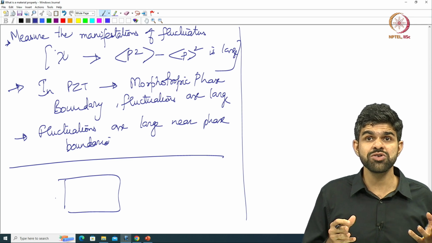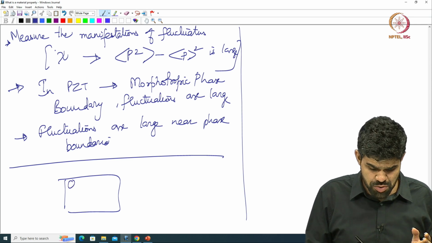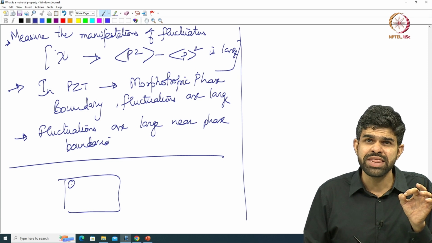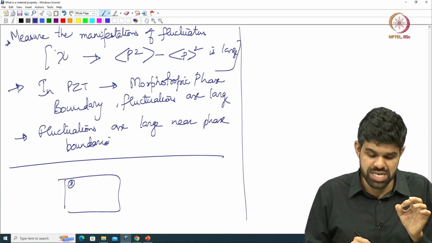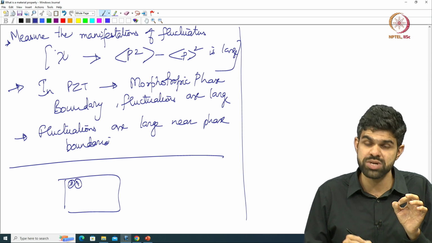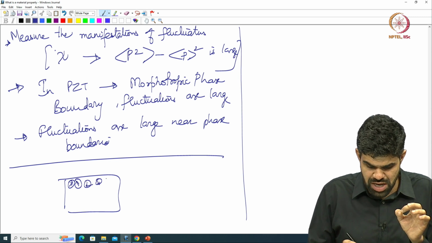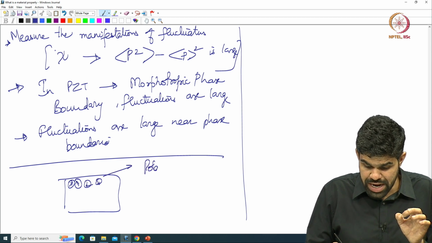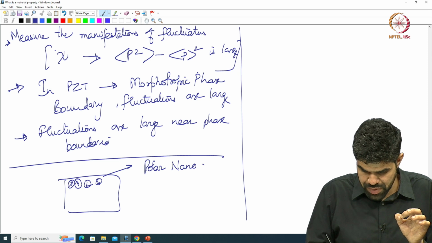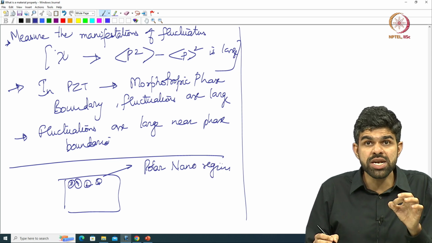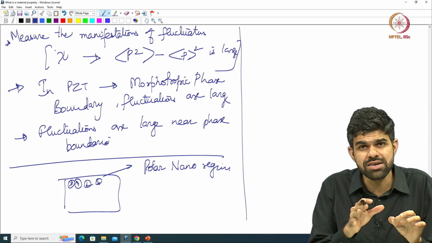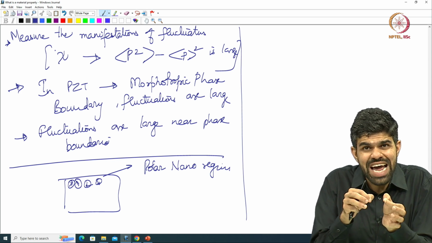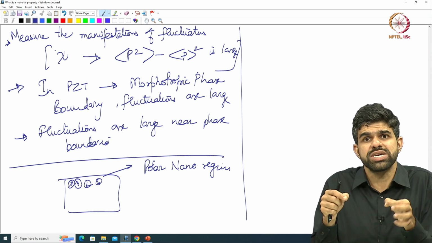but I can have one domain or one nanoscopic region in one polarization direction, another microscopic region in another polarization direction and so on and so forth. These are the so-called polar nano regions. But these polar nano regions, if I increase the temperature, they are also not static in some sense, but they also keep fluctuating, right.